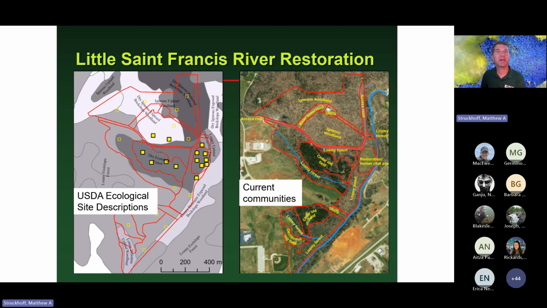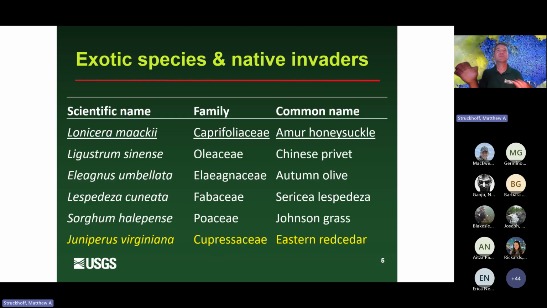Just a little ecological context. So for our storytelling, we're going to focus on two elements: this invasive species control and the restoration of that former chat pile site. And in our studies, we looked at a number of different exotic species at this site. Today, we're going to focus primarily on amber or bush honeysuckle, the first one on the list there.